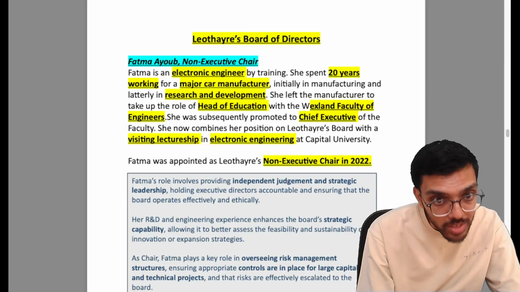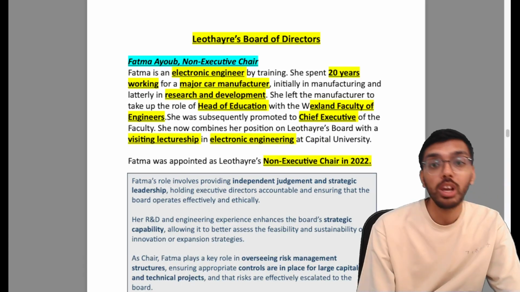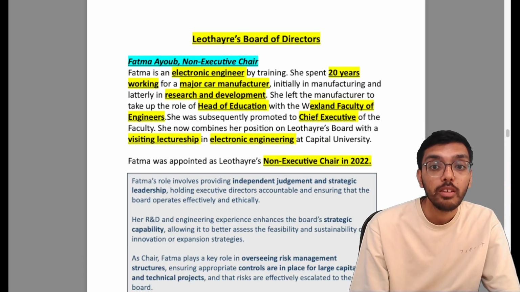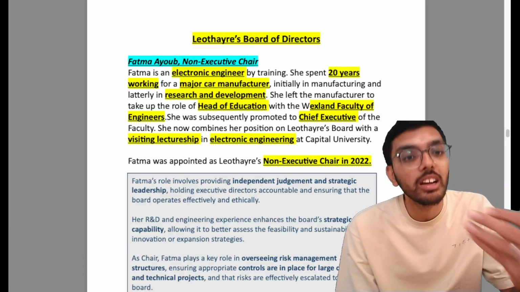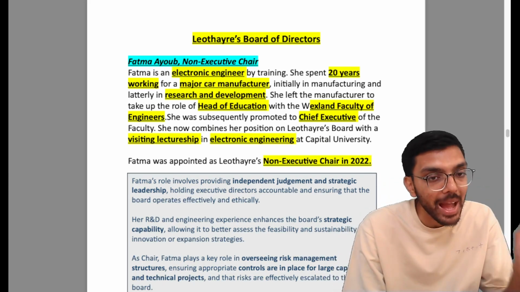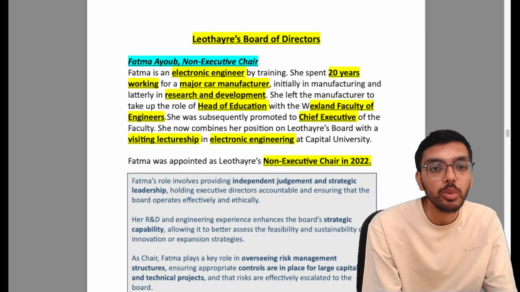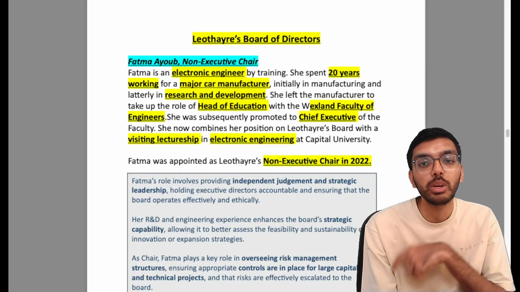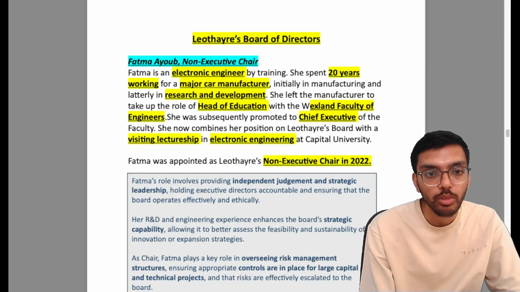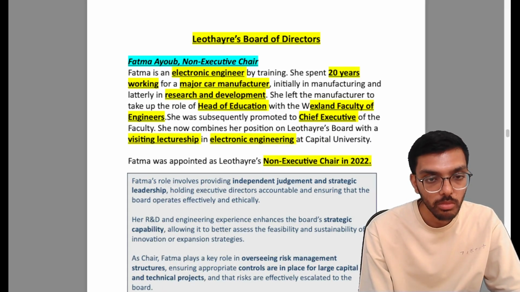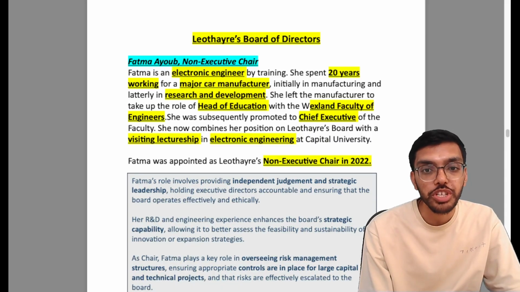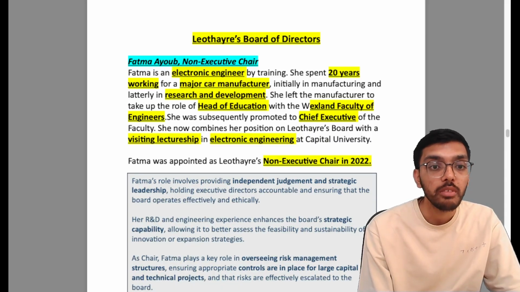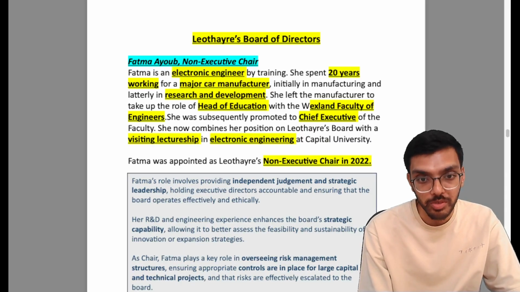So she was an engineer. She quit that role and became a faculty for teaching engineers. So the engineering background is very much present with her. She was subsequently promoted to chief executive of the faculty. She now combines her position on Leothayre's board with a visiting lectureship in electronic engineering at Capital University.